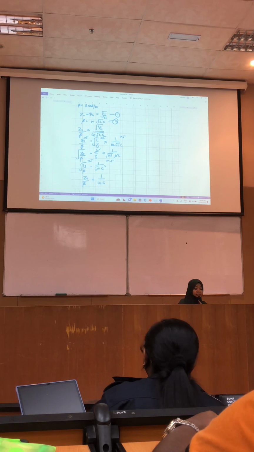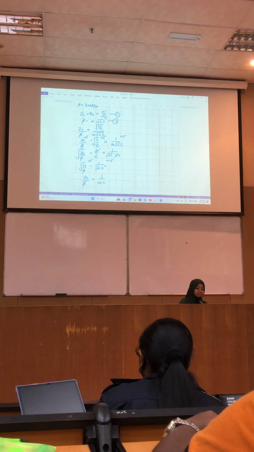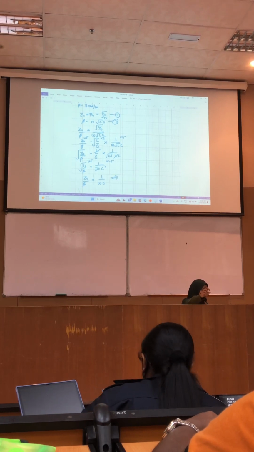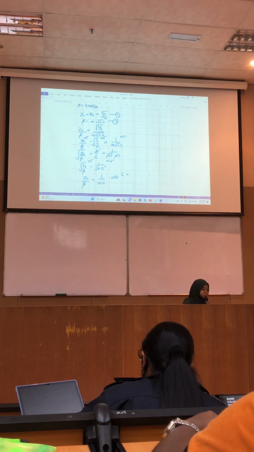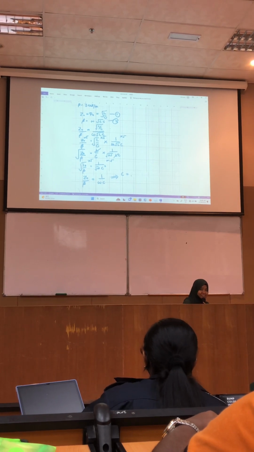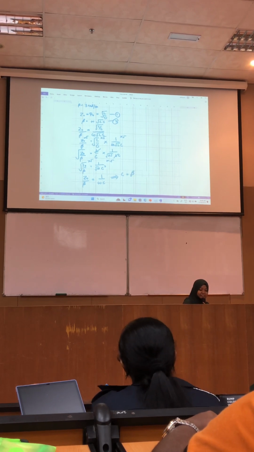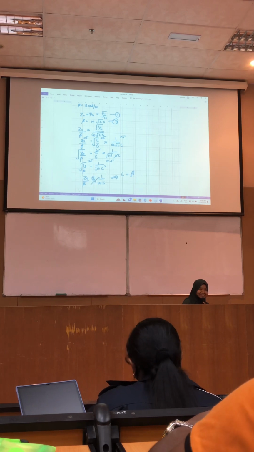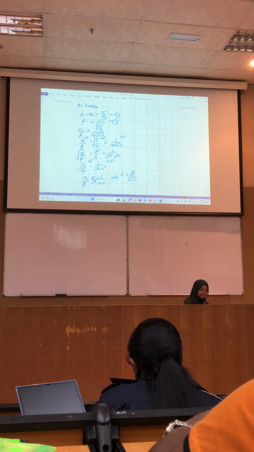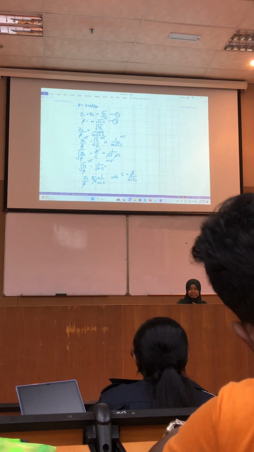So we can find C. Z naught is given, beta is given, omega is given. Rearranging, C is equal to 1 over beta omega Z naught. This one goes up, this one goes up, and this one goes down.